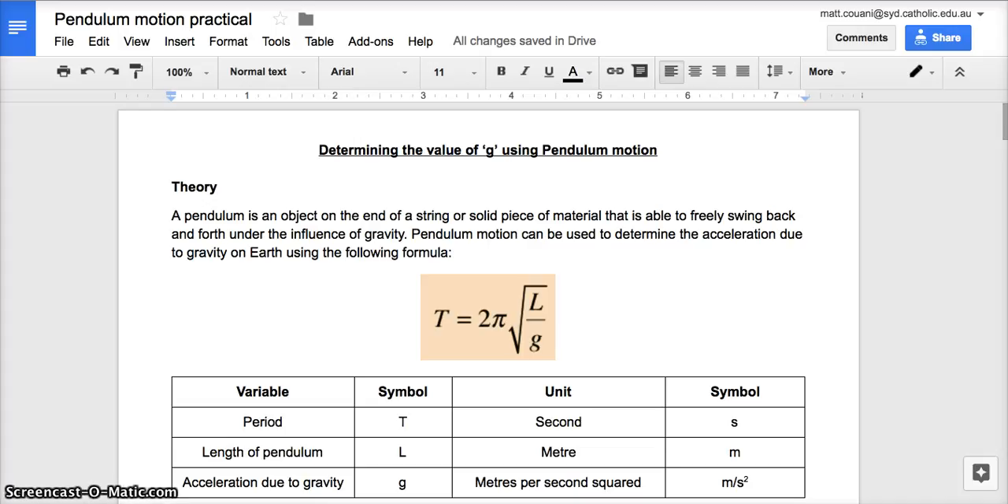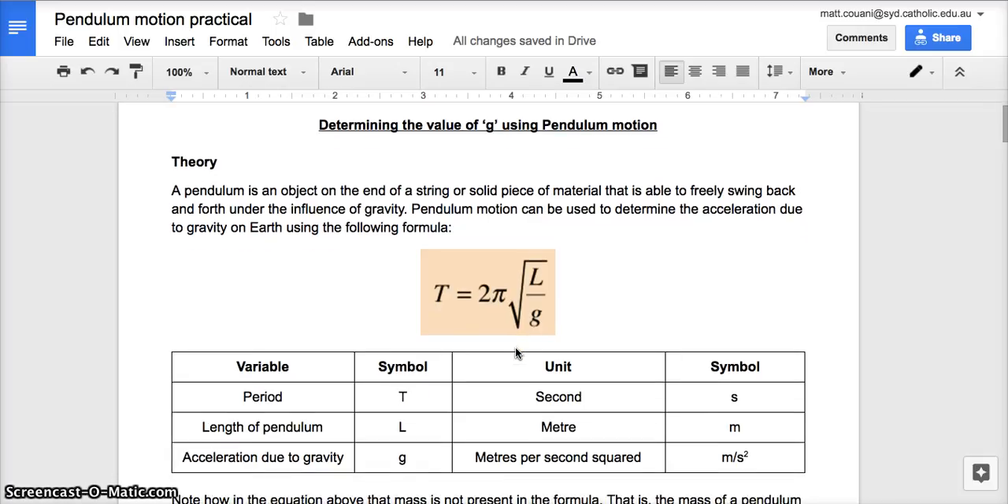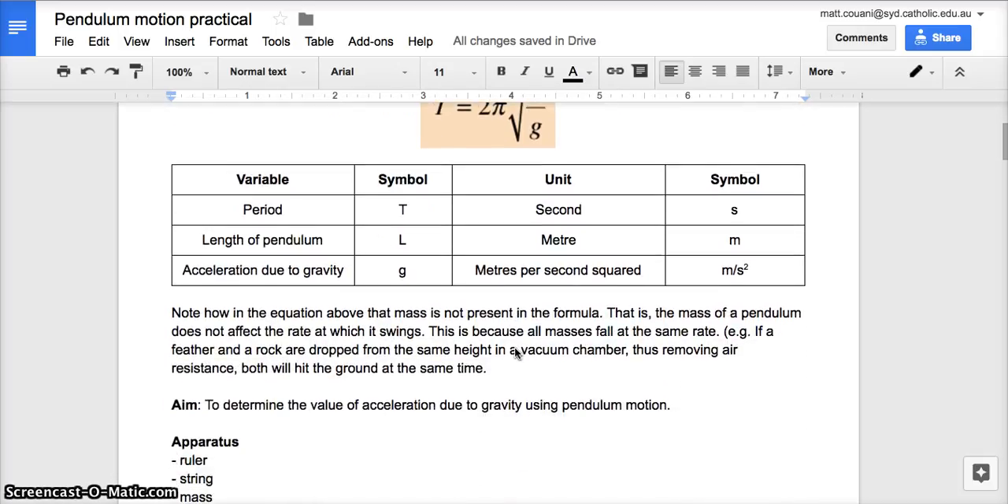So a pendulum is an object on the end of a string or solid piece of material that is able to freely swing back and forth under the influence of gravity. Pendulum motion can be used to determine the acceleration due to gravity on Earth using this formula, where period equals 2 pi times the square root of the length of the string divided by acceleration due to gravity. So period, big T, is in units of seconds. Length of pendulum, big L, is in meters, and acceleration due to gravity is g.